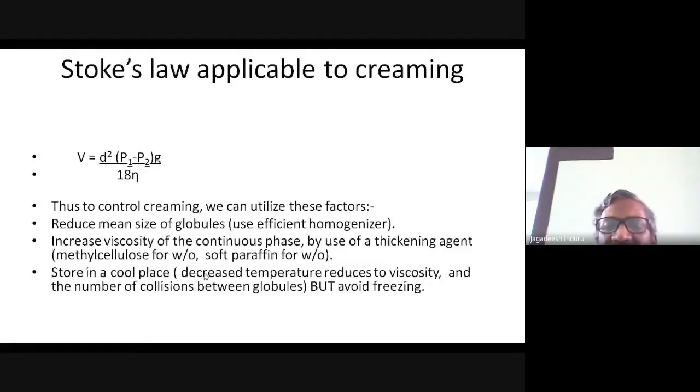Decreasing the temperature increases the viscosity and reduces the number of collisions between the globules, which reduces creaming, but you need to avoid freezing. A cool place means we should not expose it to direct sunlight; such things we need to take care of.